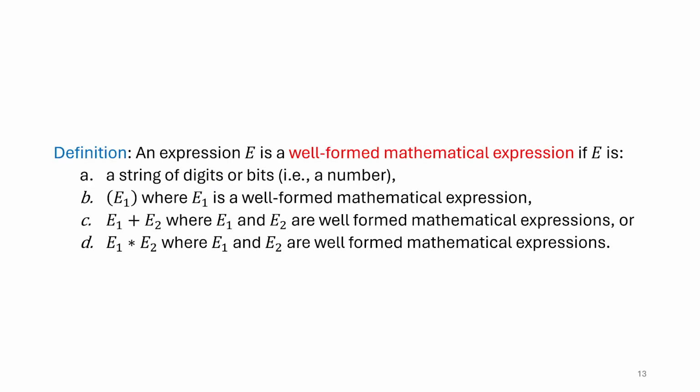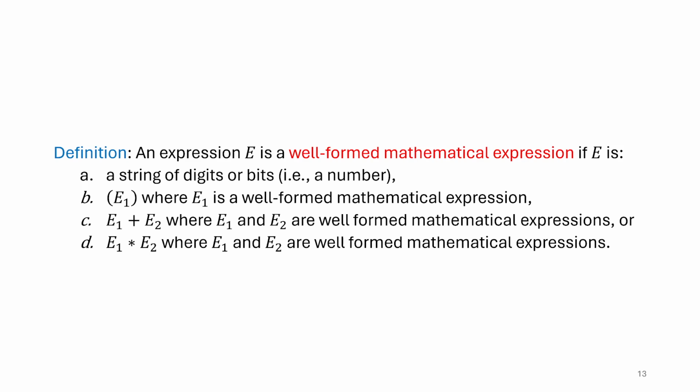Okay, so now let's make a more formal definition of what a well-formed mathematical expression would look like. To do that, I'm going to make a recursive definition, and that's going to be characteristic of our context-free grammars. They tend to have a recursive element to them. So an expression E is going to be well-formed if E is one of these things. The first thing in our list is just a string of digits or bits, i.e. a number. So a number by itself, 42, is a well-formed mathematical expression.